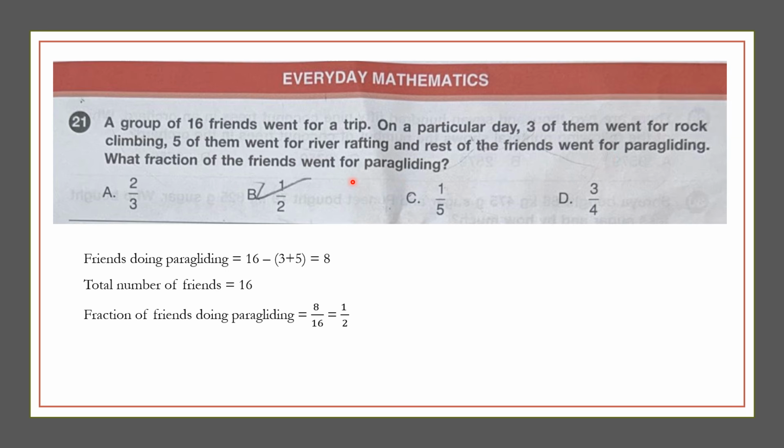So friends went for paragliding equals 16 minus 3 minus 5, so 8. And total number of friends were 16. So fraction of the friends went for paragliding is 8 divided by 16, which we can write as 1 by 2. So our answer is option B, 1 by 2.